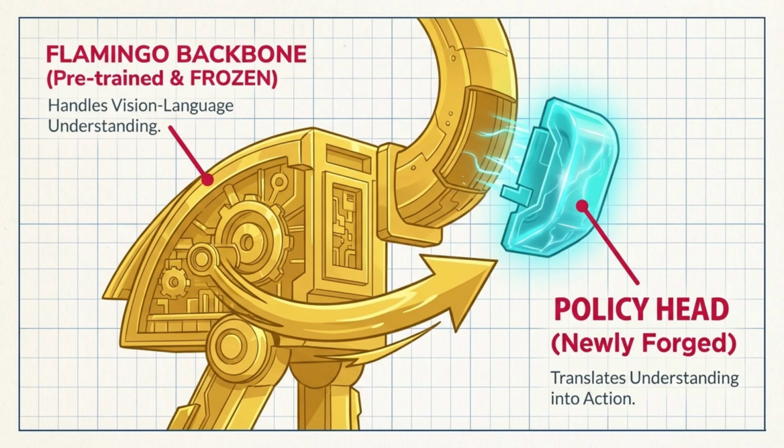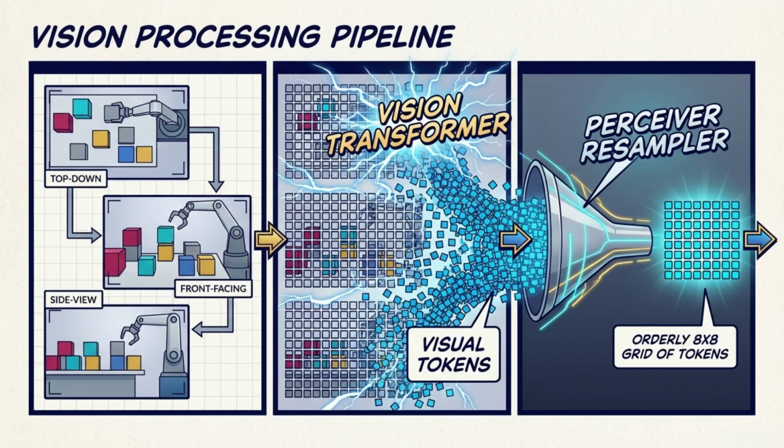The architecture consists of two main components. The Flamingo backbone handles vision language understanding, while the policy head translates that understanding into robot actions. The vision encoder uses a vision transformer to process images from multiple camera angles, breaking each image into patches and encoding them into feature vectors. Here's where it gets interesting. A perceiver resampler compresses hundreds of visual tokens down to a fixed number, like 64 tokens, without losing important information.